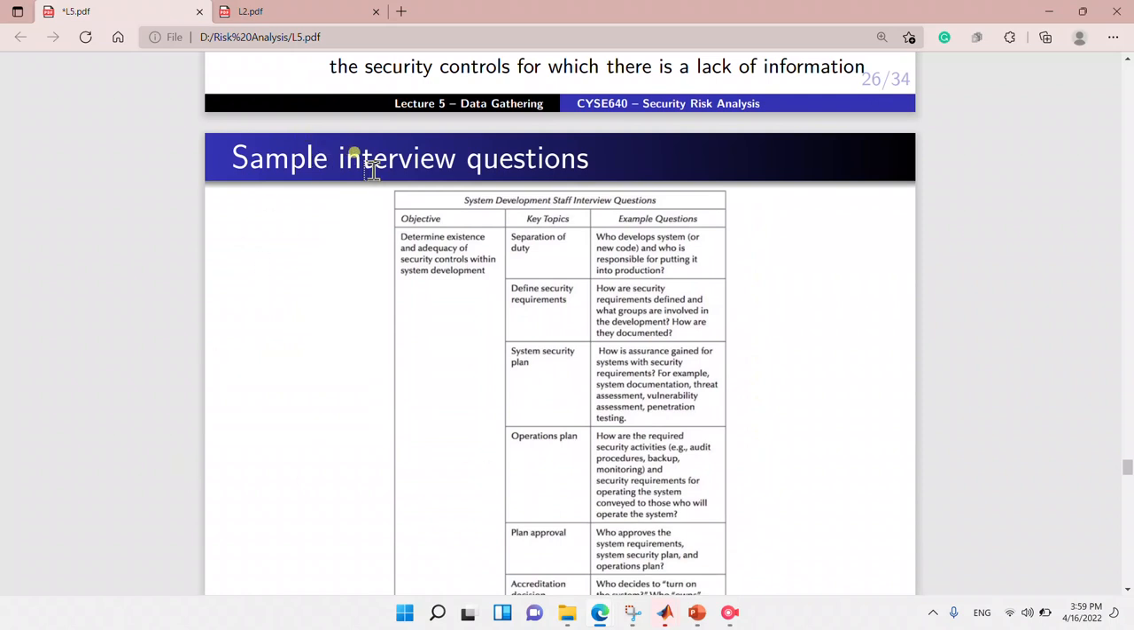طبعا احنا صايمين. Sample interview questions. So this is like a topic of separation of duty. Who develops the system for new code, and who is responsible for putting it into production? Okay.